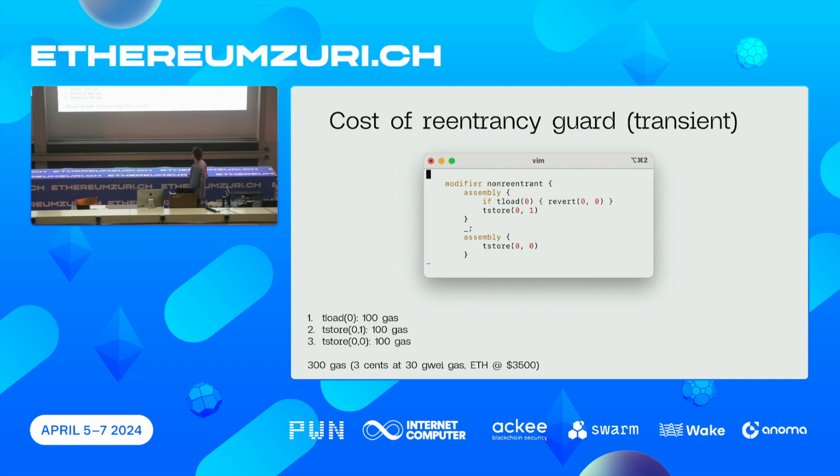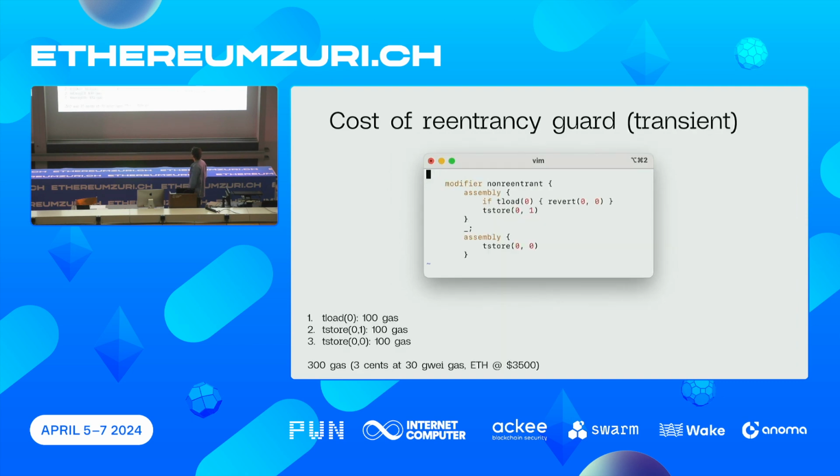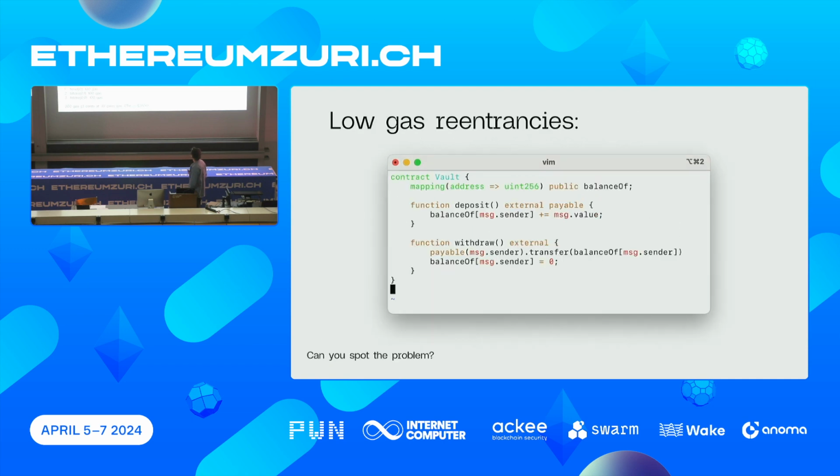So this is like 3 cents of a dollar in today's price, pretty much. These would be like 30 cents of a dollar or something like that. So it's quite an improvement. Now we know what transient storage does and how it works. Let's forget about reentrancy guards and talk about reentrancies.